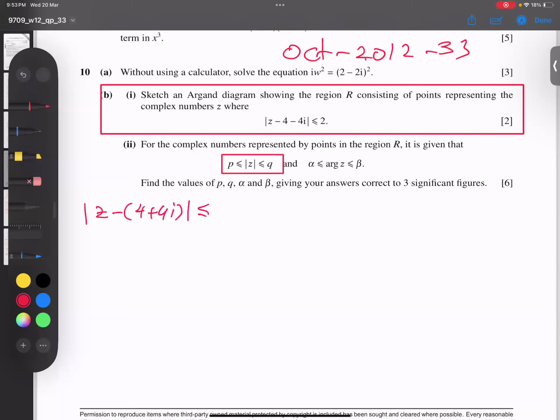You will not take common out. It's hard to do it. What is this called? Center of circle. And what is 2 called? Radius of circle. Very, very clear. Okay, 4, 4 and radius is 2.